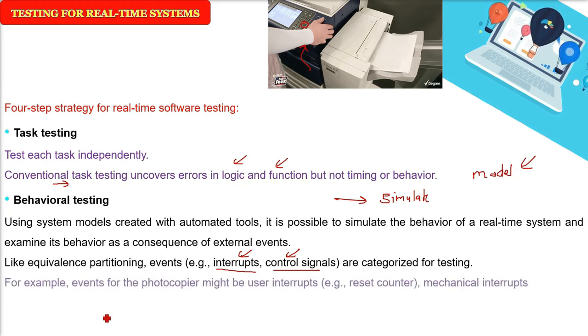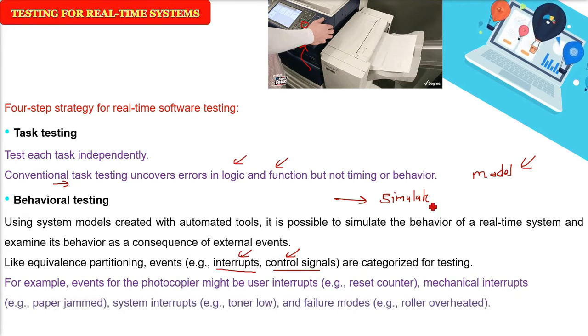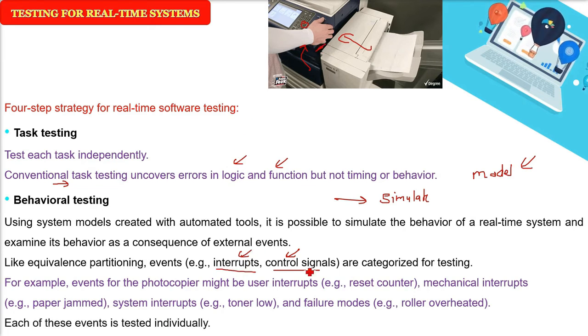For instance, in a photocopier, the user might have interrupts like the reset counter. Or there can be some mechanical interrupts from inside coming, like the paper is being jammed. Or some system interrupt, oh, the toner is low, the ink is low, this can come. And some roller is overheated, so this is some failure mode. So each of these events needs to be tested individually. And that can be done using the behavioral testing. Okay.